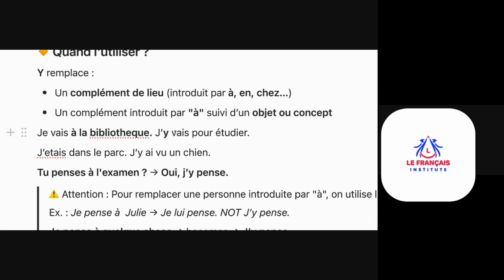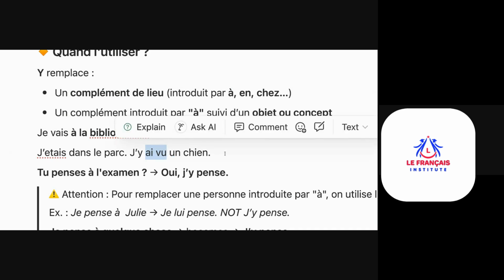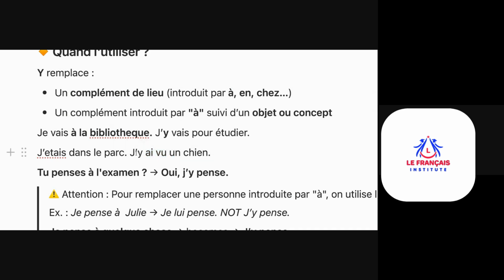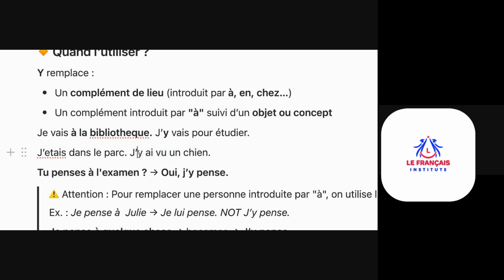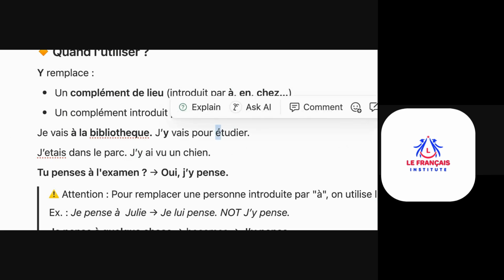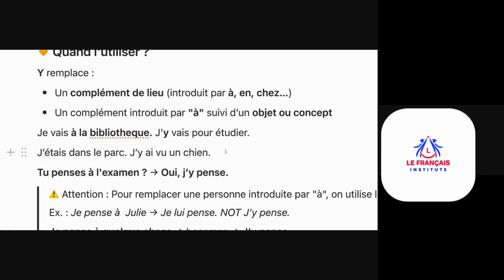So what happens here? We just use the passé composé. J'ai vu. Y always, as I mentioned, comes before the verb. So that's why we have just gone ahead and put y here. J'y ai vu. Okay. So yes, now you've got the example correct. J'étais dans le parc. J'y ai vu un chien. Yes, absolutely correct.